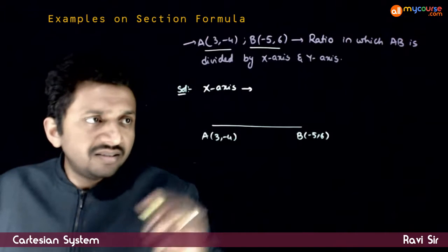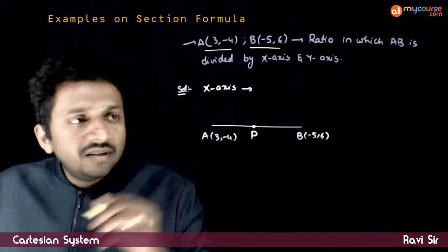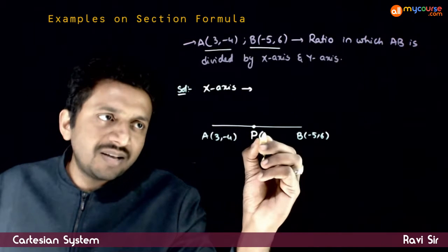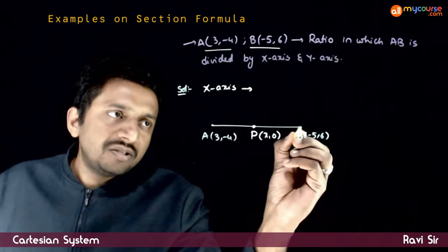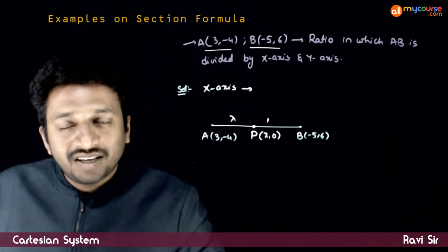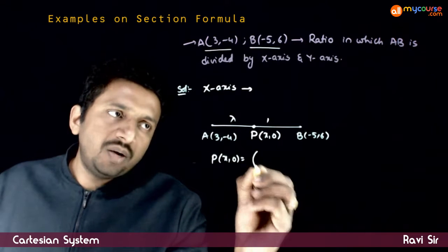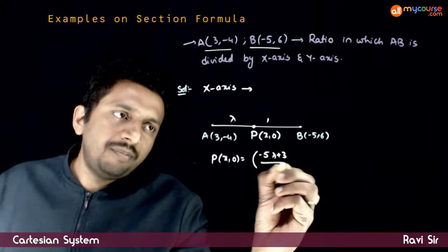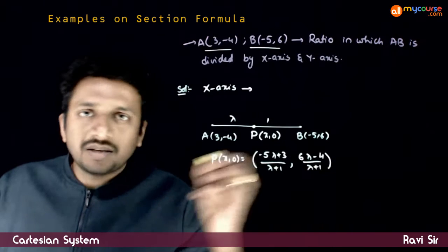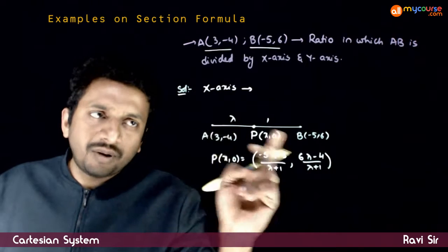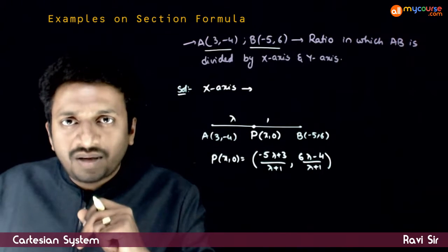So if you want to find the ratio in which A(3, -4) and B(-5, 6) is divided by the x-axis, let us say that this line segment AB meets the x-axis at a point P. We know that every point on the x-axis can be assumed as (x, 0), as we have discussed very early. So let the ratio be lambda is to 1, which is an unknown now. So P(x, 0) has to be equal to ((-5 lambda + 3)/(lambda + 1), (6 lambda - 4)/(lambda + 1)). I'm using the formula (mx2 + nx1)/(m + n), (my2 + ny1)/(m + n).